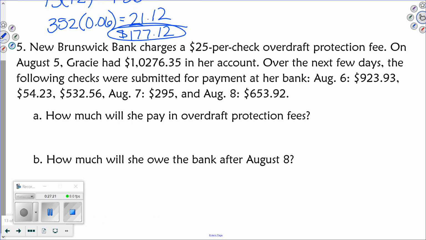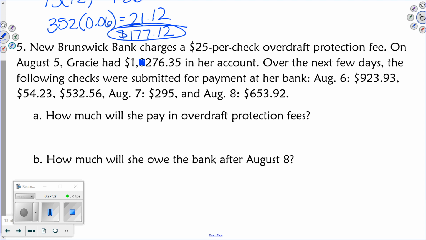All right, number 5. New Brunswick Bank charges a $25 per check overdraft protection fee. On August 5th, Gracie had $1,276.35 in her account. Over the next few days, the following checks were submitted for payment. So there's a whole bunch of checks there. How much will she pay in overdraft protection fees?